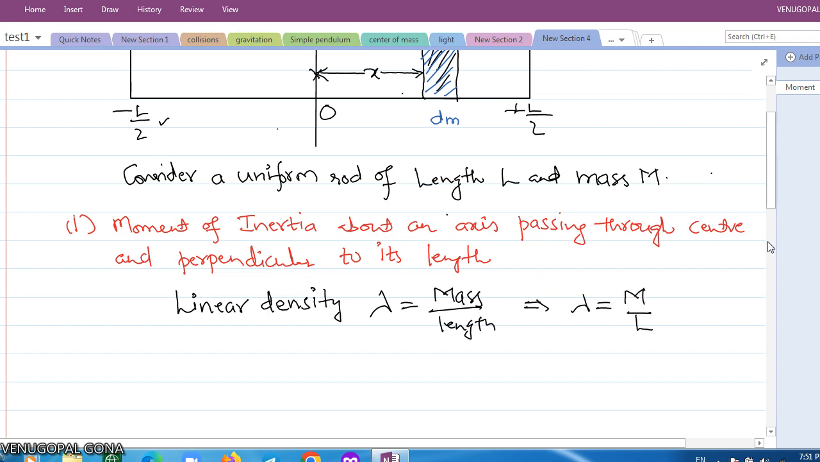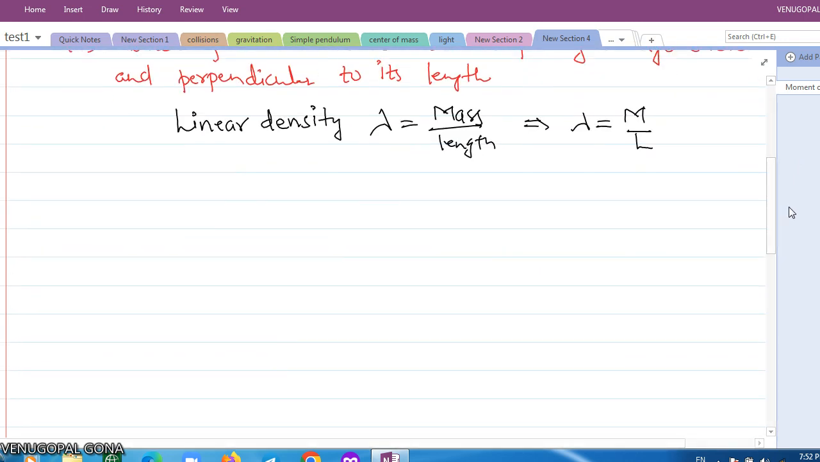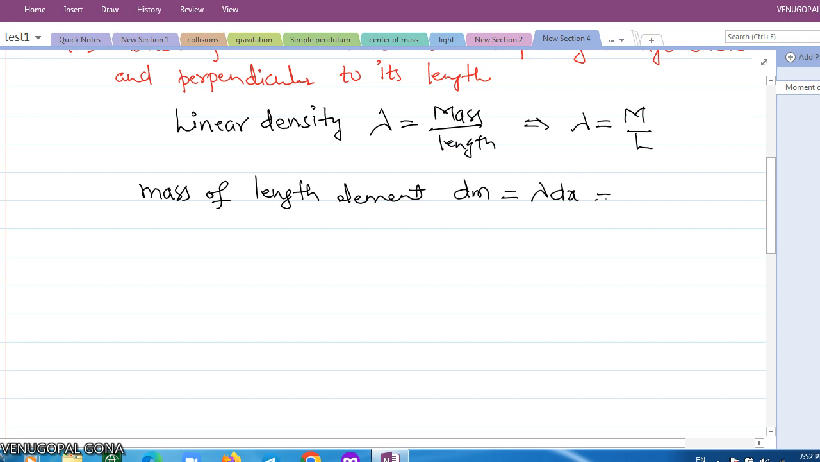And now we have chosen a small length element. I said here its length is dx and mass is dm. So what is the mass of this length element? That is dm. You know the total mass is M, so unit mass is M by L. So what is the mass of dx length? Mass per unit length into dx. So we get M by L into dx. This is the mass of that small length element.